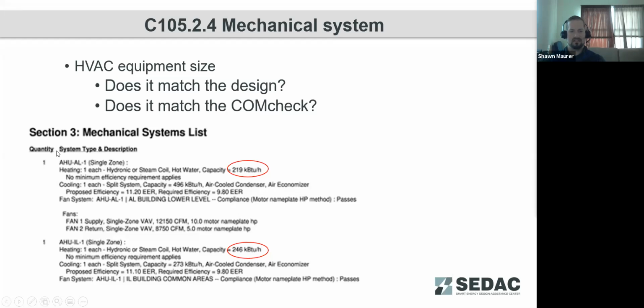The first air handling system is supposed to have a hot water capacity of 219 kBtu per hour. Does the actual installed system have that heating capacity or not? Same thing for the cooling capacity, the listed efficiency for the cooling system. Is it even serving the same space as was noted in that COMcheck? So these are things to be looking for and comparing against while doing those site inspections.